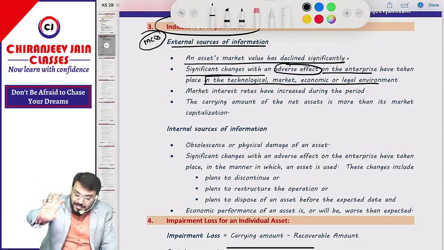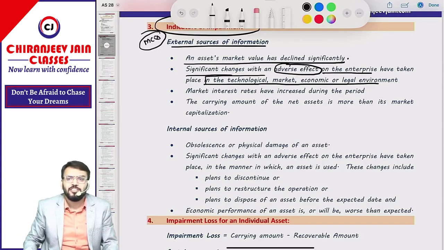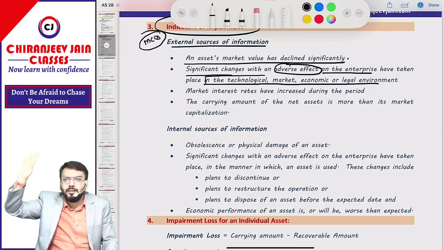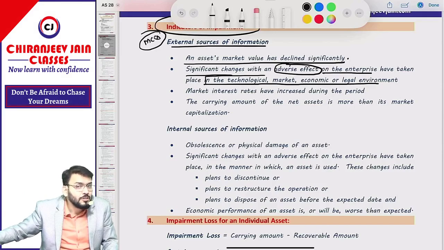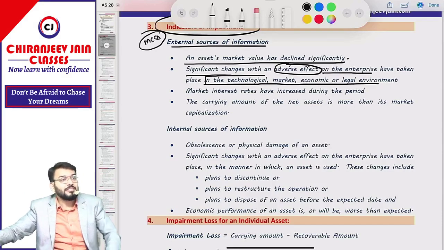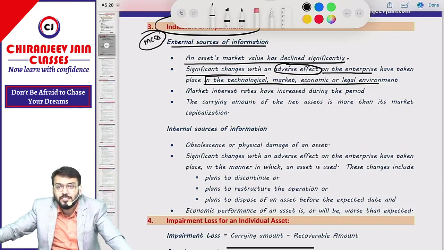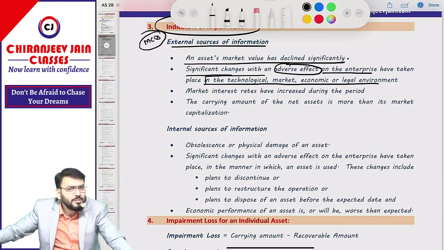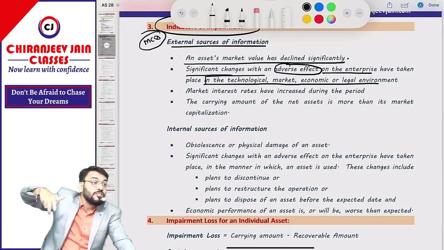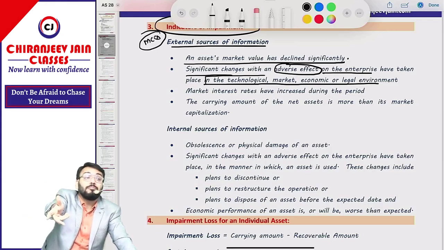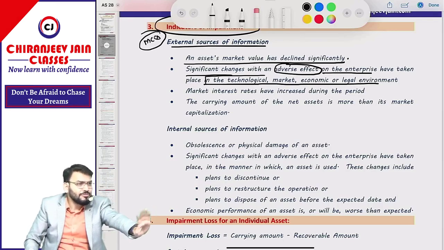For example, the second indicator is the legal environment. Suppose we are in the plastic industry and the government has put restriction on the plastic industry. Adverse effect or not? We are a profit making company, but suddenly news came that the government has put restriction on the plastic industry. Then can we use our asset now? So it has an adverse effect on our entity. So it is an indication that the asset might be impaired.